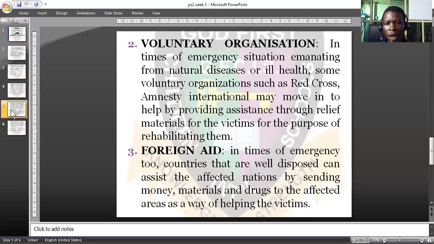During this coronavirus pandemic, some citizens of China came to Nigeria to provide foreign aid. They gave money to the federal government of Nigeria. They came with materials as well as drugs, as a curative measure for those people that are affected, or as palliative measures to help the government of our country, as well as the people that are affected by the coronavirus.